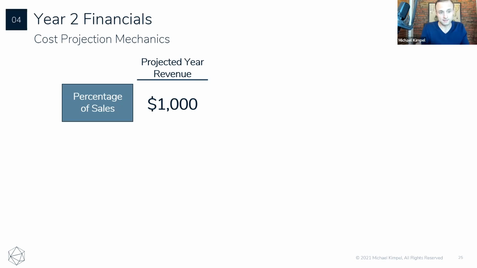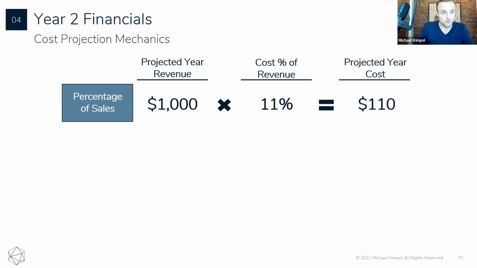I'll use Levi's again as an example that we were looking at the other day. They have a physical product. Every time they sell a new pair of jeans, there's a cost attached to that. And so when we think about projecting out cost, it's usually going to be a percentage of sales in one sense, and I'll show you the second in a second here. So in that case, we'd say, what's the revenue in that year?